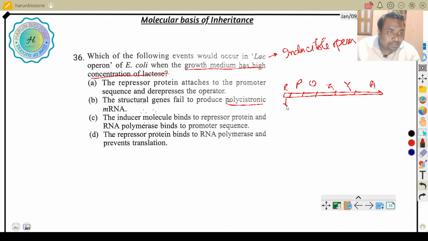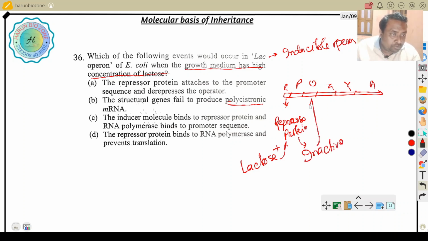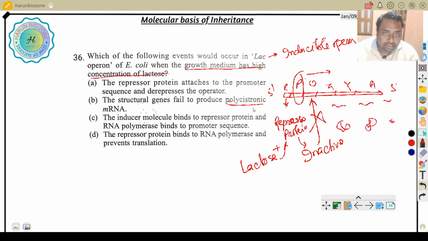When lactose is absent, the repressor protein is produced by transcription and translation. If an adequate amount of lactose is present, then lactose binds with the repressor protein and the repressor protein becomes inactive. So it does not bind to the operator region. So RNA polymerase easily moves from 5' to 3' over the promoter region, transcription occurs, then protein synthesis by translation occurs. The inducer molecule binds to the repressor protein and RNA polymerase binds to the promoter sequence. C is the correct answer.